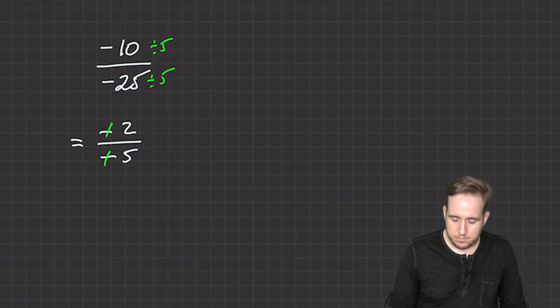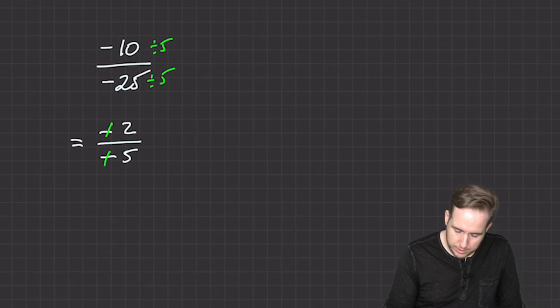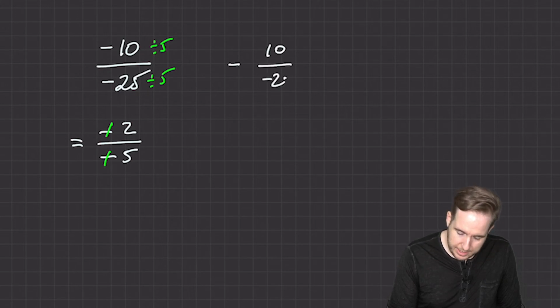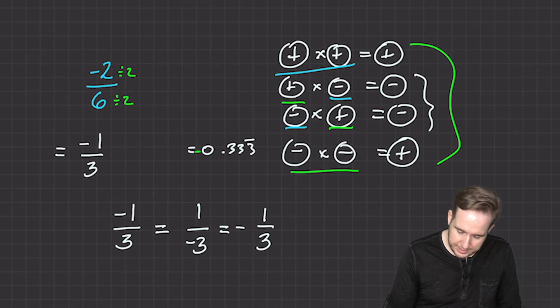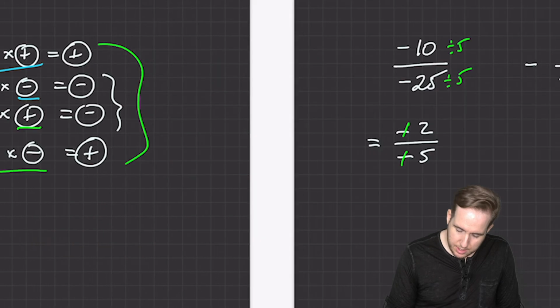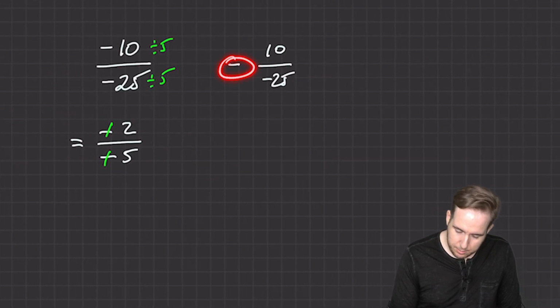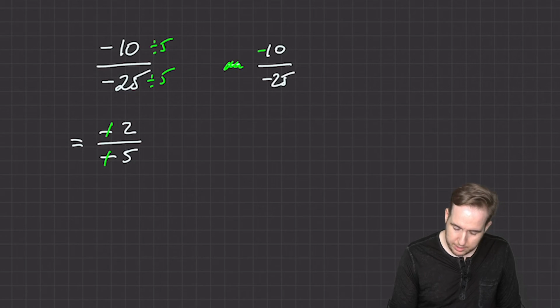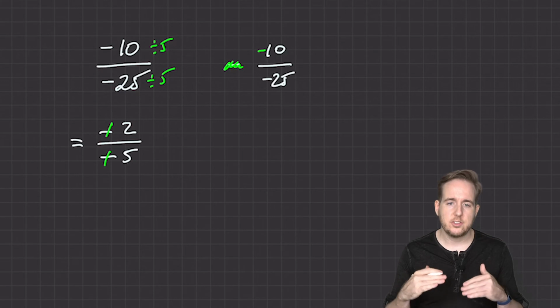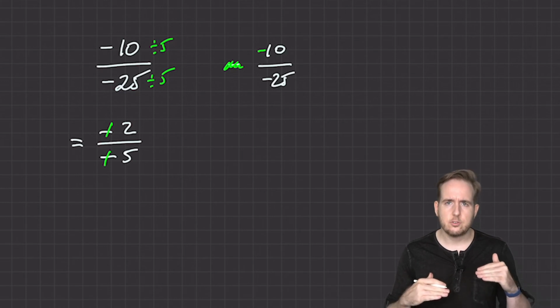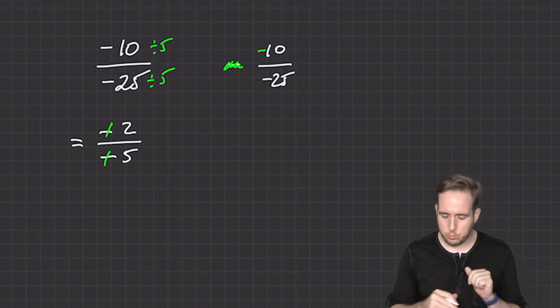And then you could ask yourself, okay, how would that be different from -10 divided by -25? Well, in this example, it didn't matter where this negative was. Then in this example, it doesn't matter where this negative is. So I could take that negative and put it over here, and then it would be the same thing. So you have this freedom with fractions and negatives to sort of hop them around to where you want.